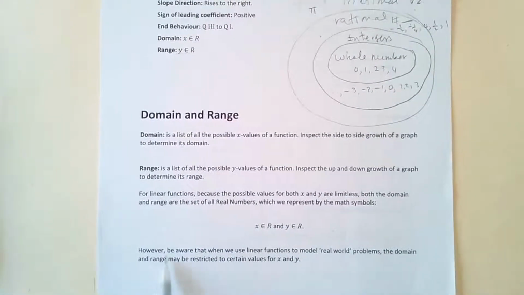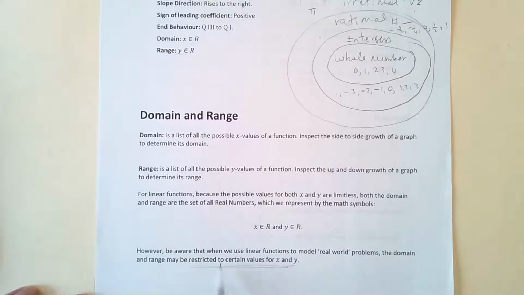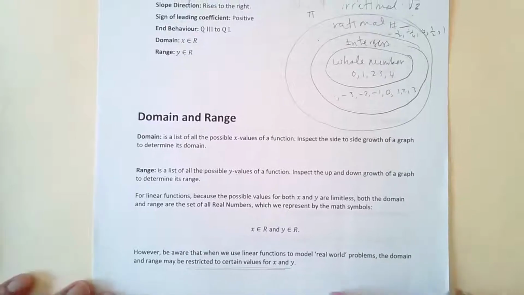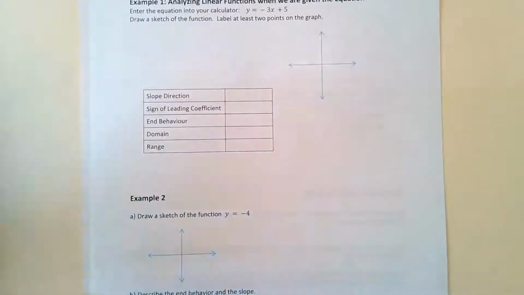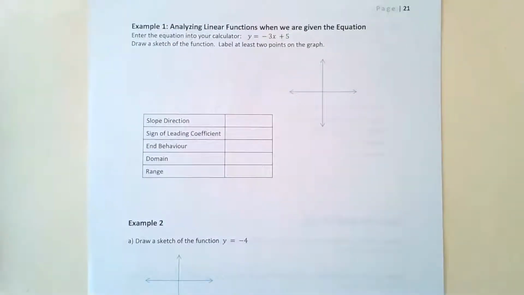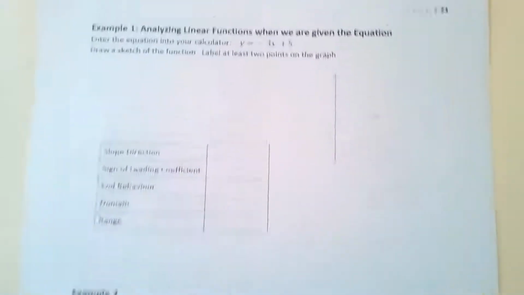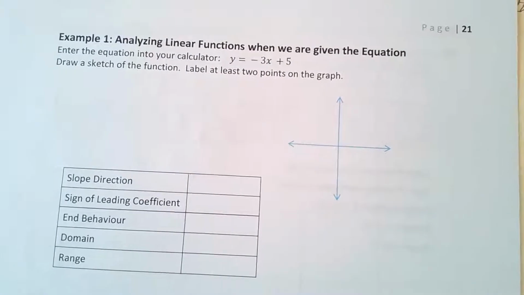And as I mentioned here, however, be aware that when we use a linear function to model a real-world problem, the domain and range may be restricted to certain values for x and y. For example, for someone who was born, a restriction is limited. So we look at situations where the domain and the range are restricted. Let's look at this example here. We're going to zoom in a little bit so we can look at it.